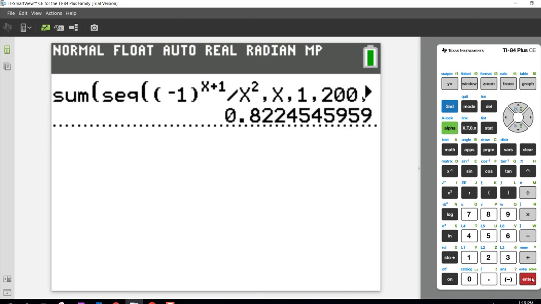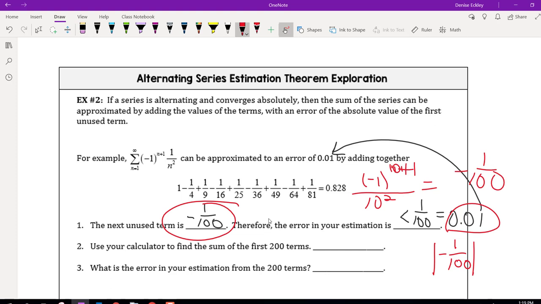So the answer is going to be 0.8225. So let's write that on our notes. So the first 200 terms is going to be 0.8225. And now what is the error?